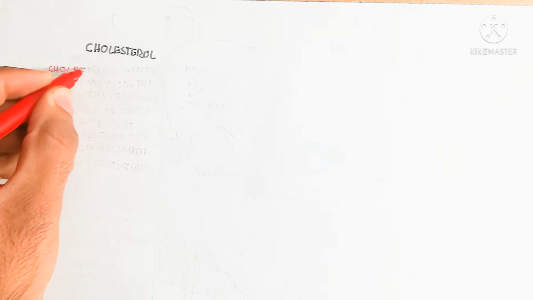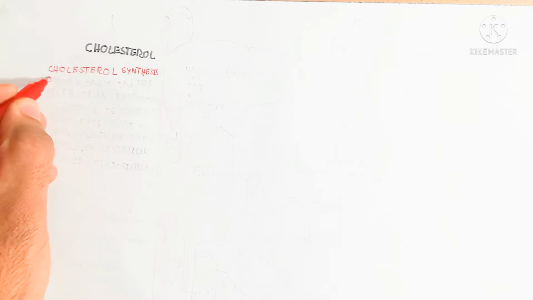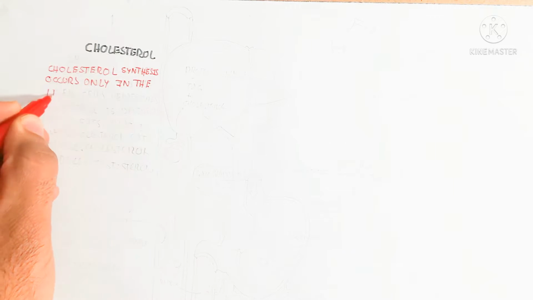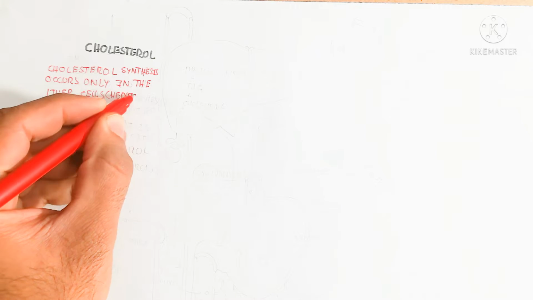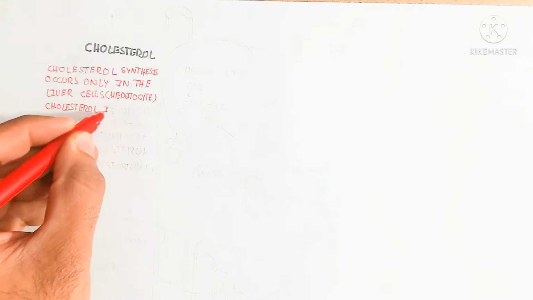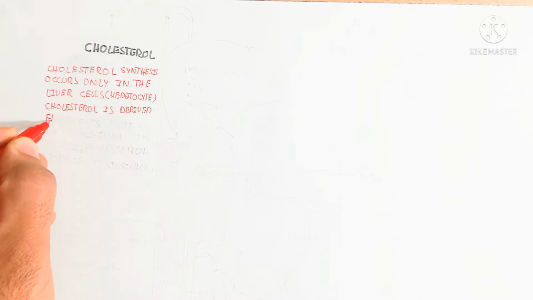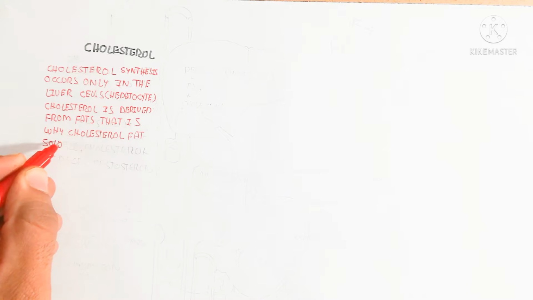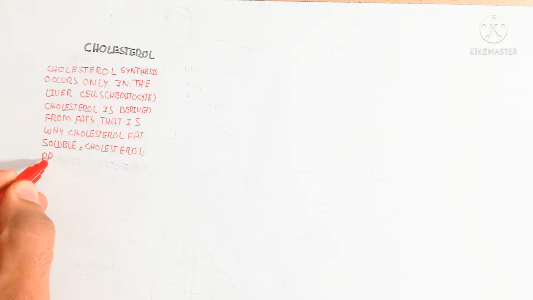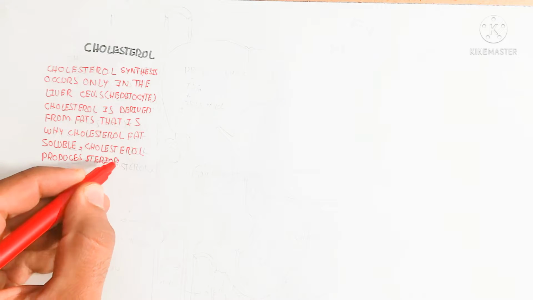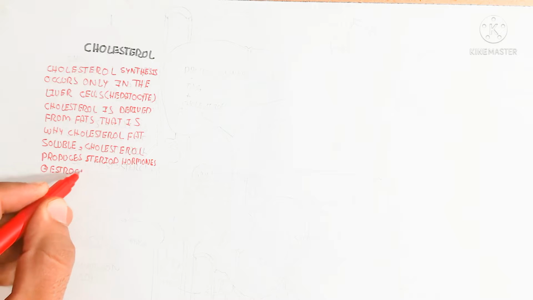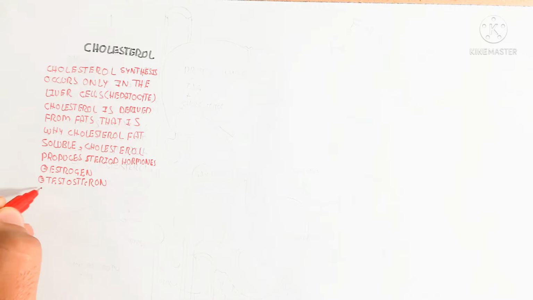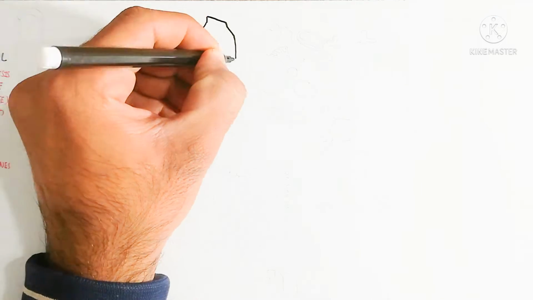Hello, in this video we will discuss cholesterol synthesis and cholesterol formation, and we will understand what cholesterol is. Cholesterol synthesis occurs only in the liver cells, basically the hepatocytes, and cholesterol is derived from fat. That is why cholesterol is fat soluble. Cholesterol produces steroid hormones, for example estrogen, testosterone, progesterone and dihydrotestosterone. These are male and female sex hormones that appear and produce sexual behavior, the secondary and primary sexual characters.